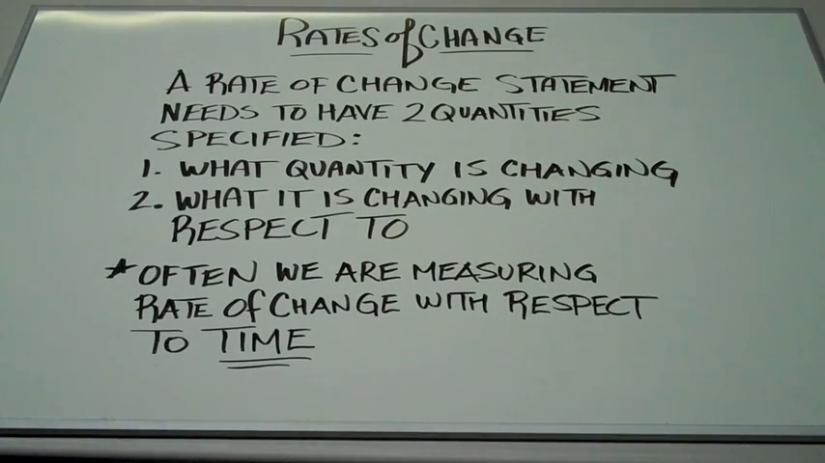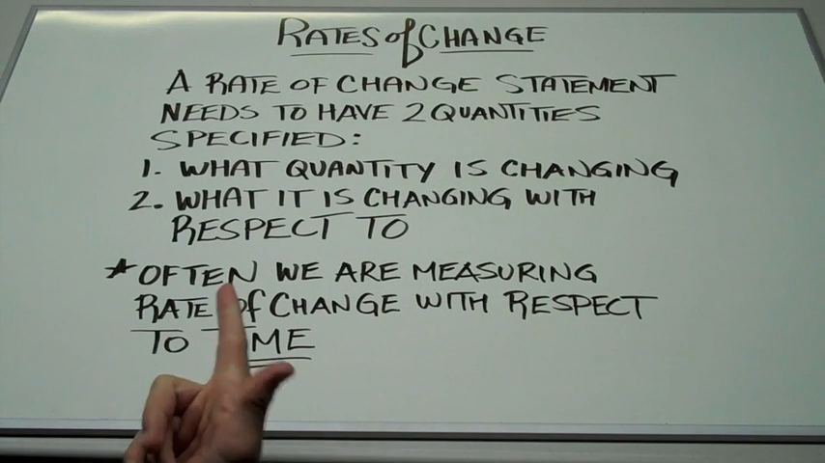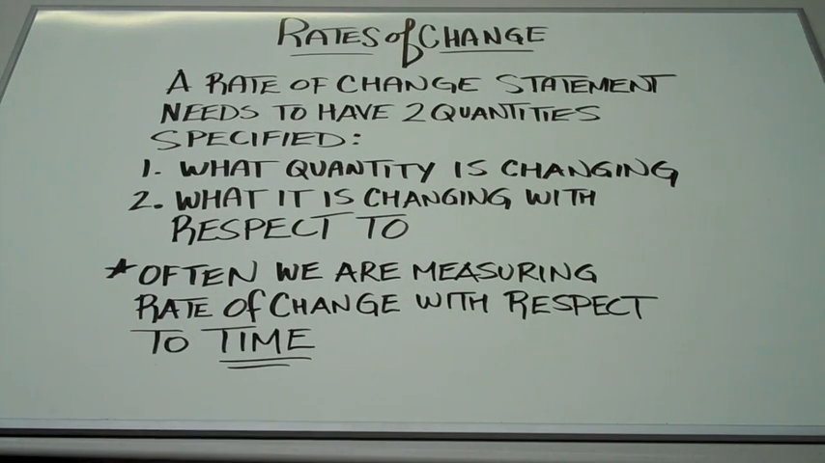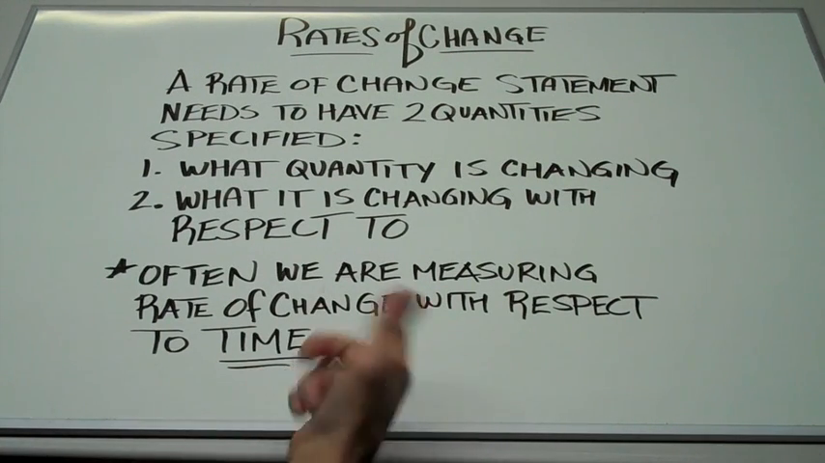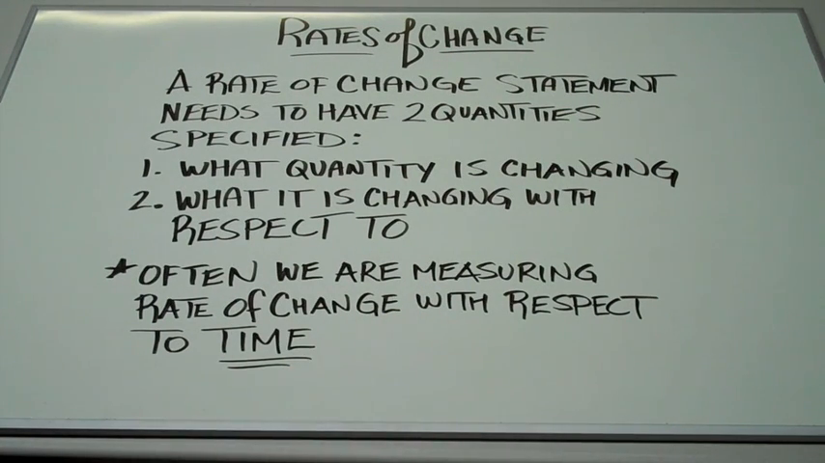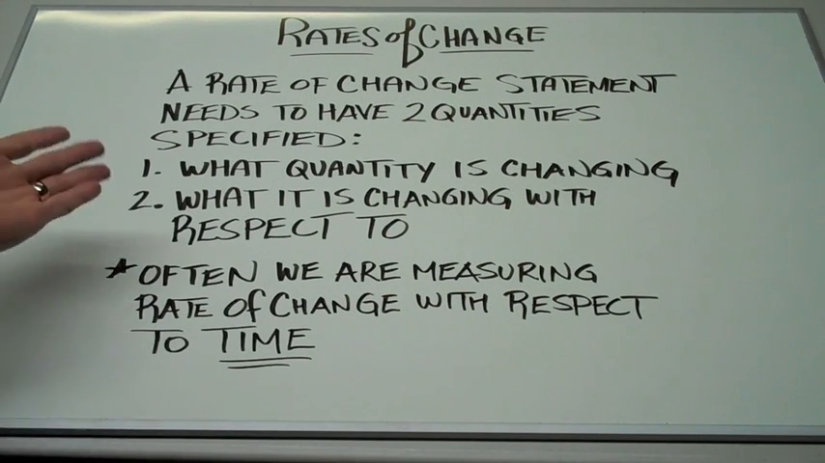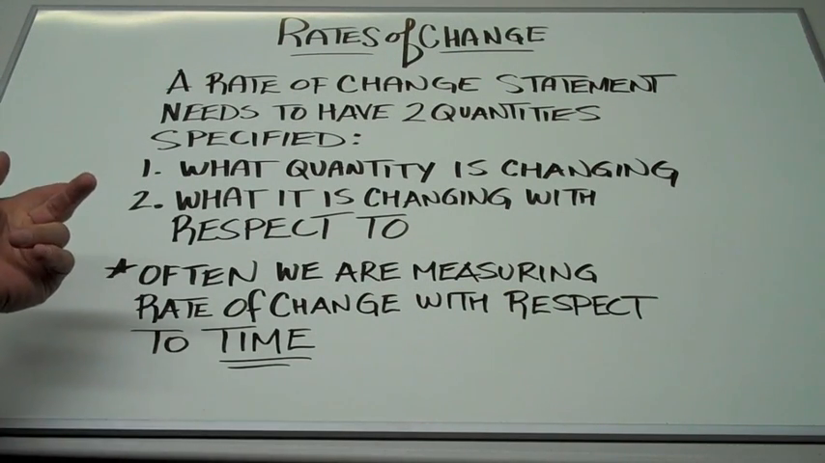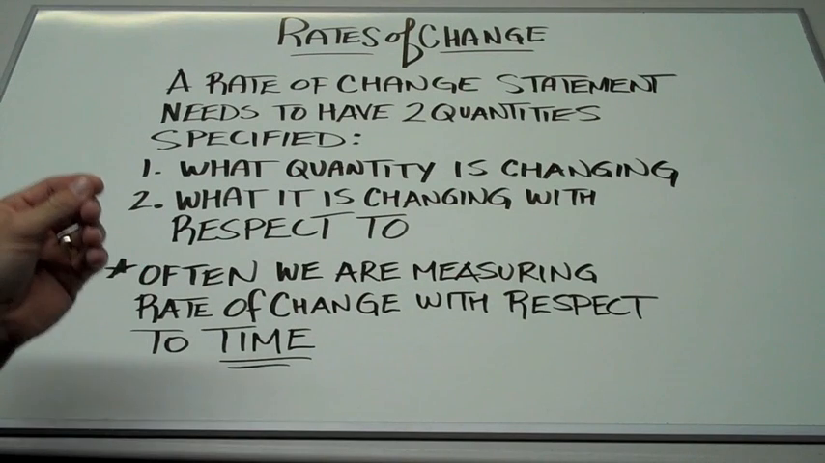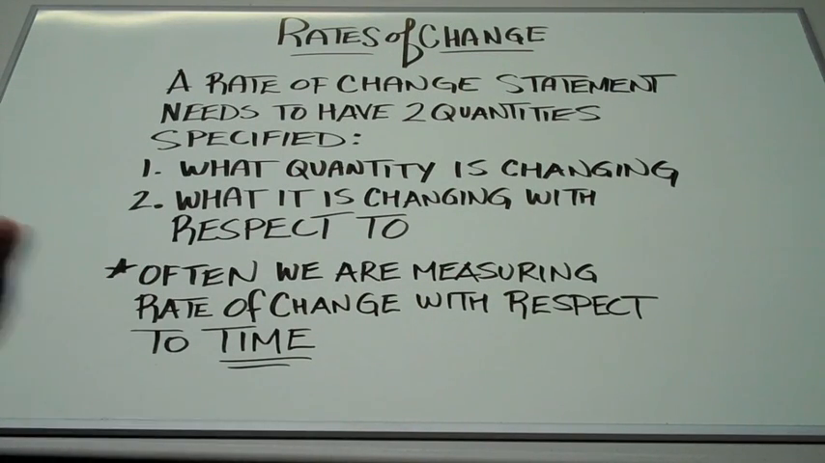Today we're going to talk about rate of change. A rate of change statement needs to have two quantities specified. First, we need to talk about what quantity is changing and what this quantity is changing with respect to. With respect to what is it changing? A note here says often we are measuring the rate of change with respect to time. Sometimes this isn't even mentioned. So if we're talking about change in distance with respect to time, we'd be taking dt. It would be change in distance with respect to change in time.